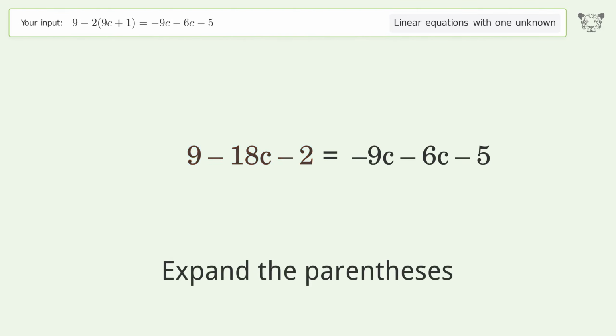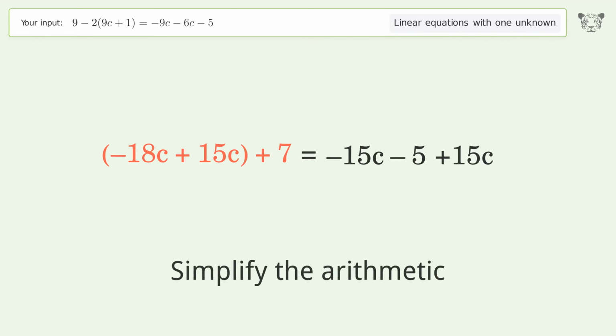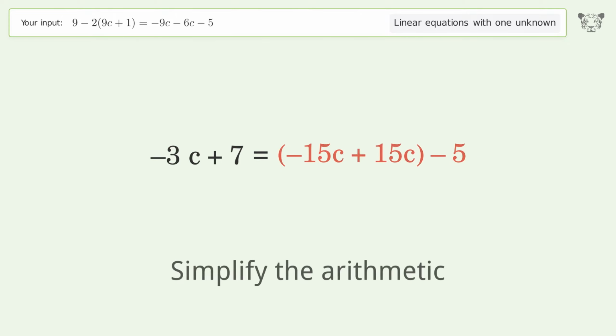Group all c terms on the left side of the equation. Add 15c to both sides. Group like terms. Simplify the arithmetic. Group like terms. Simplify the arithmetic.